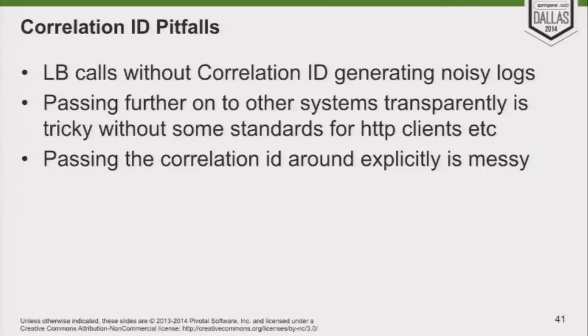But here are some correlation ID pitfalls that we've hit. Like I said, the filter always throws a warning whenever it gets a request without a correlation ID, which was a mistake because our load balancer makes calls that don't have correlation IDs, because it's a very simple load balancer call. So we now have a very noisy log of health check requests with no correlation ID over and over and over again. That's something we fixed, but in our naive implementation, we missed that.